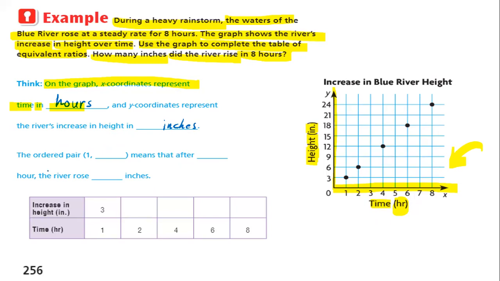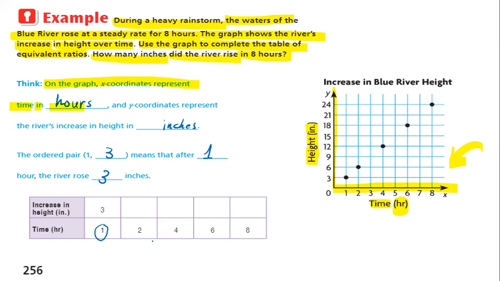Okay, the ordered pair 1 and what? 1 and 3, that's right. 1 here means 1 hour. After 1 hour, the river rose how many inches? 3. Good job. So after 1 hour, the river rose 3 inches.